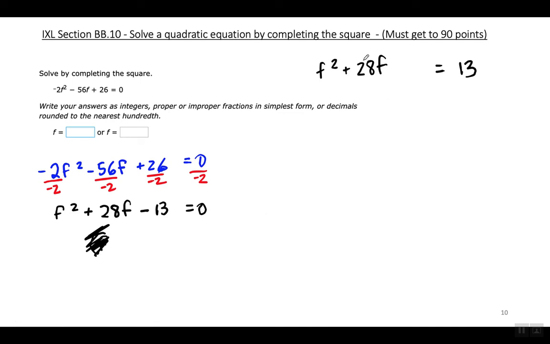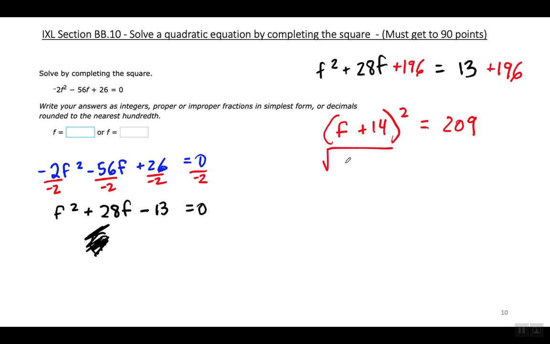Okay, so now let's do completing the square. Take the b term, divide it by 2, and square it. 28 divided by 2 is 14, and 14 to the second power is 196. So add 196 to both sides of the equation. On the left-hand side, when I factor that, I'm going to have f plus 14 to the second power. And on the right-hand side, 196 plus 13 gives me 209. Okay, now let's take the square root of both sides of the equation.